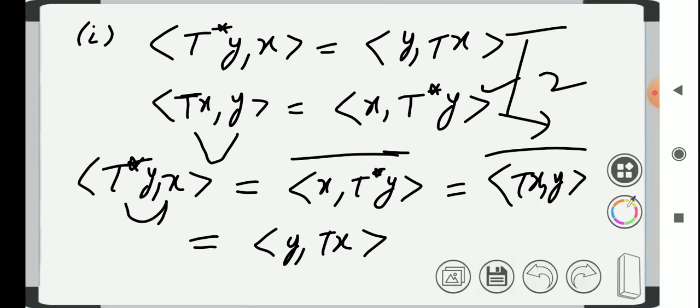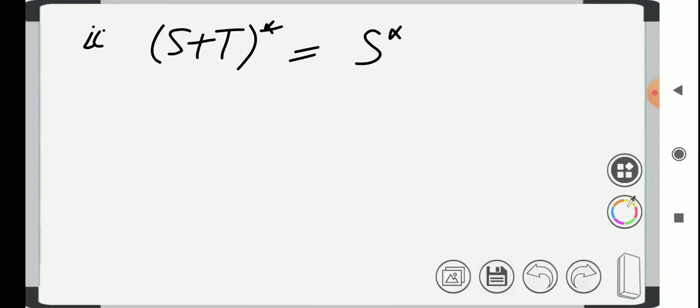Next property we will prove is about the sum of two. Next property is about the adjoint of the sum of two operators. That is, we have to determine the adjoint of the sum of the two operators, which simply states that you take the adjoint of the first operator and the adjoint of the second operator, then simply sum them pointwise. We have to prove this property.